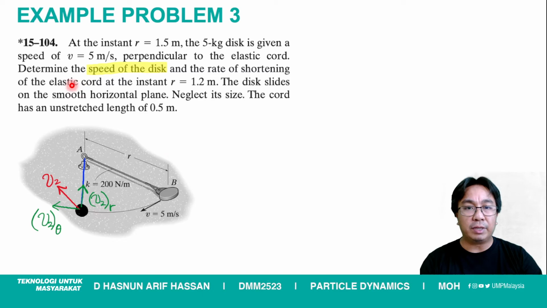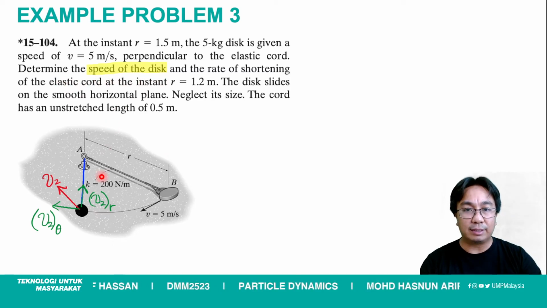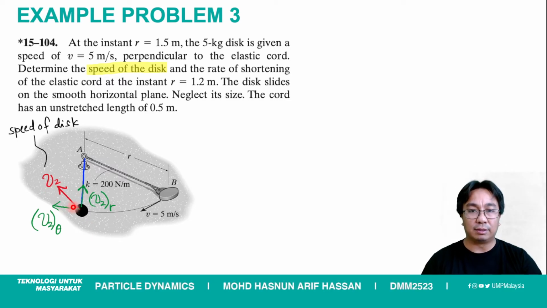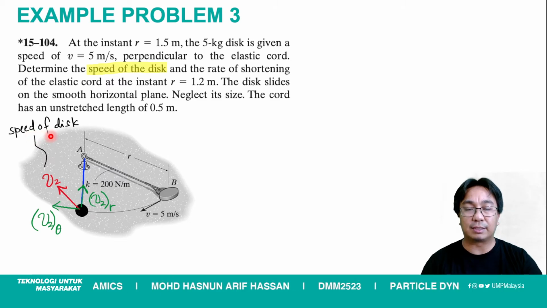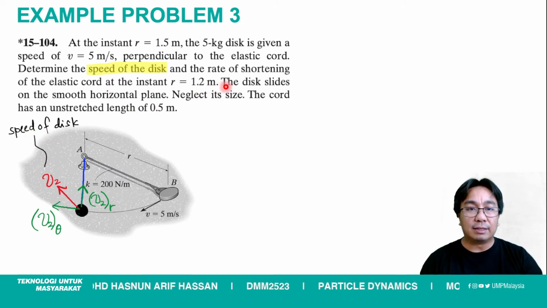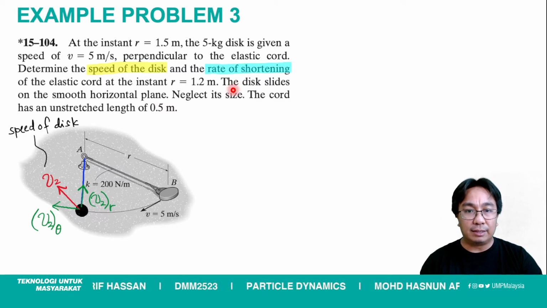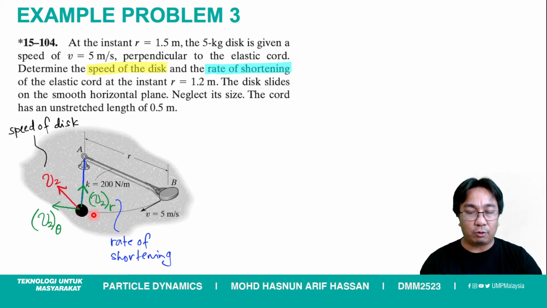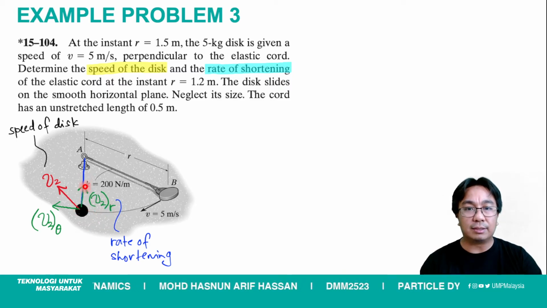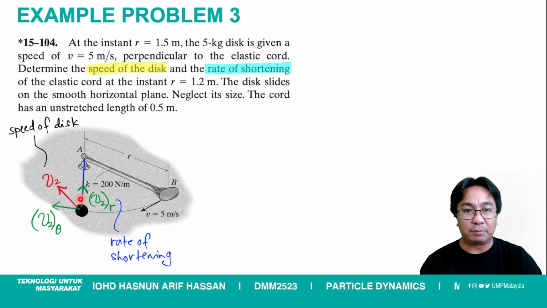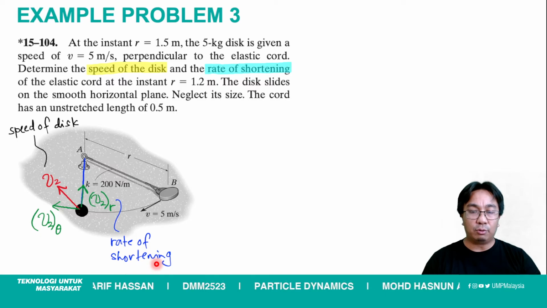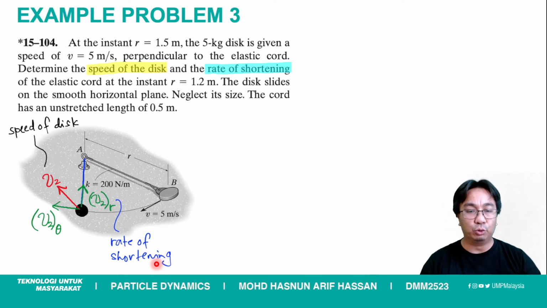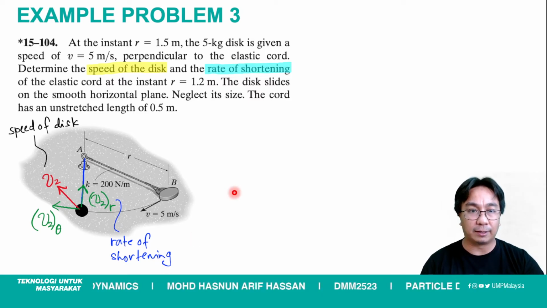Initially we need to determine the speed of the disk. Which one is the speed of the disk? It is V2, the resultant velocity. And what is the rate of shortening? It is represented by the radial component of the velocity, because the radial component is moving towards the center of rotation, and this represents how fast the cord is being shortened due to the motion. That is the rate of shortening.